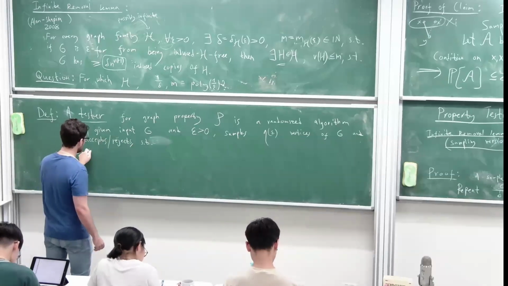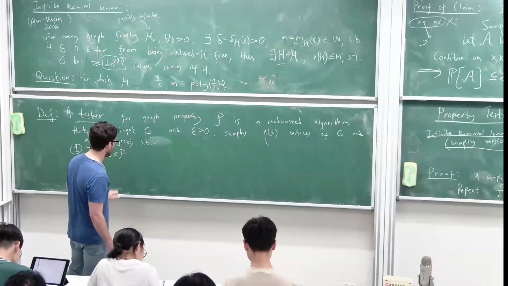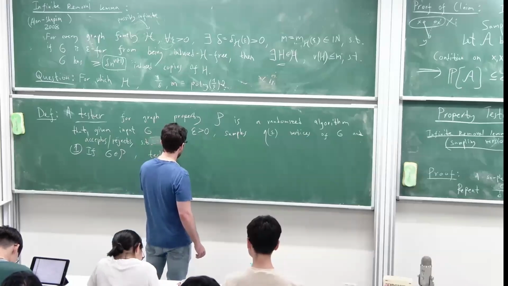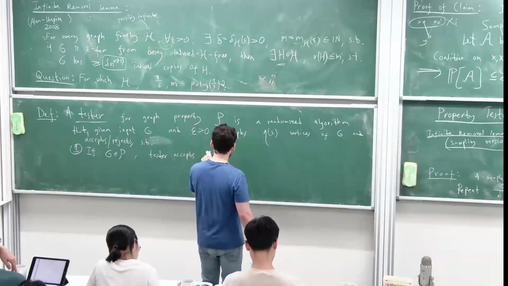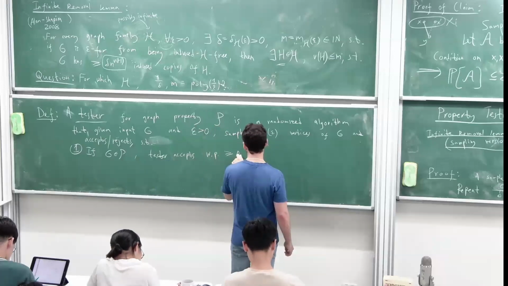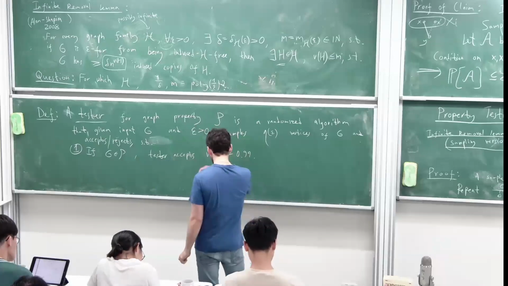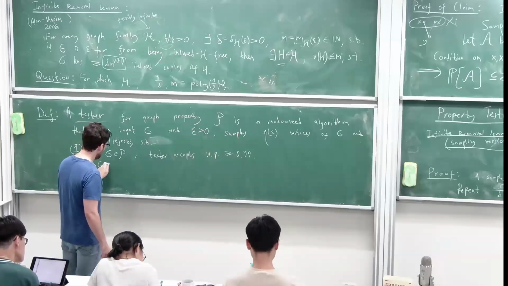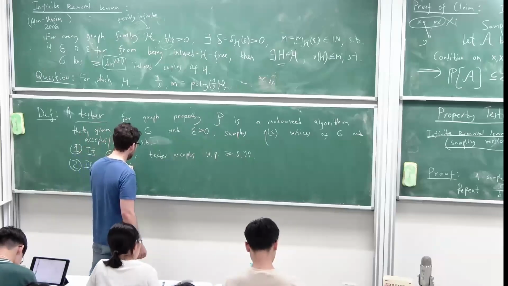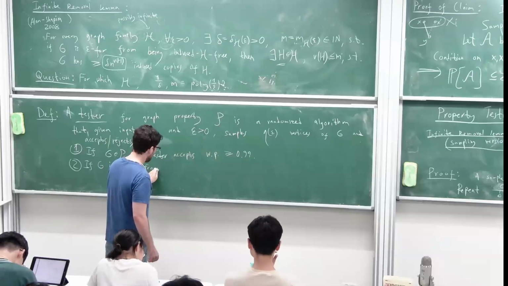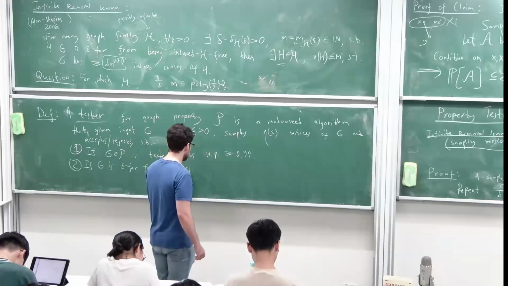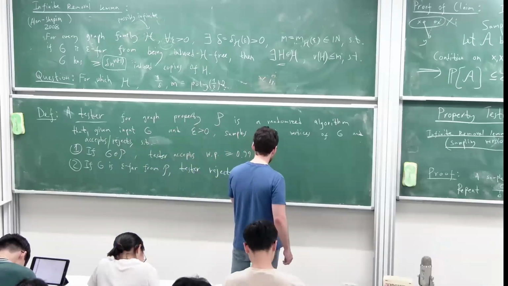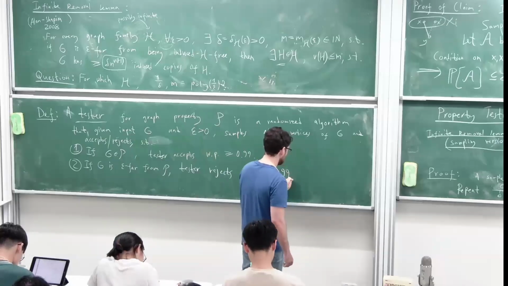If G has the property, then the tester accepts with probability, and here again you can put any constant that you want, but let's say 0.99. And if G is epsilon far from P, then the tester rejects with probability 0.99.